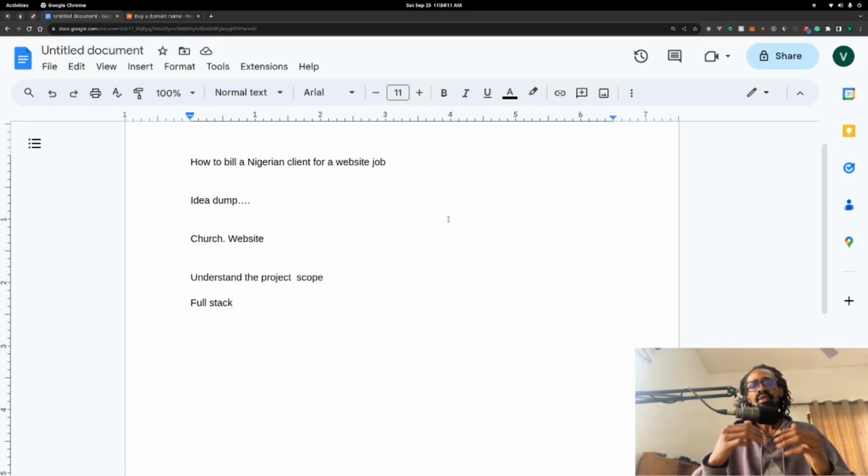Now, having understood the project scope and everything it takes, the next thing you need to do is break down the project into milestones and then attach time frames to the milestones. Attach financial rewards to the milestones, and then attach meetings to the milestones. So some sort of review meetings.